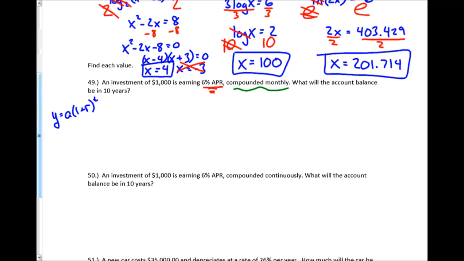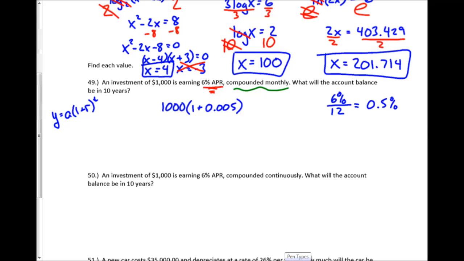When I do this, I want to make sure all my units match. So the a value is the 1,000. Then 1 plus, right here, the 6% APR. That's an annual percentage rate, but it's compounded monthly, so I need to change that to a monthly rate. If it's 6% per year, and I want to know how much it is per month, I've got to divide that by 12. When I do that, I find out that it's 0.5% per month. When I plug this into my formula, I want to write this as a decimal. Well, 0.5% as a decimal is 0.005.